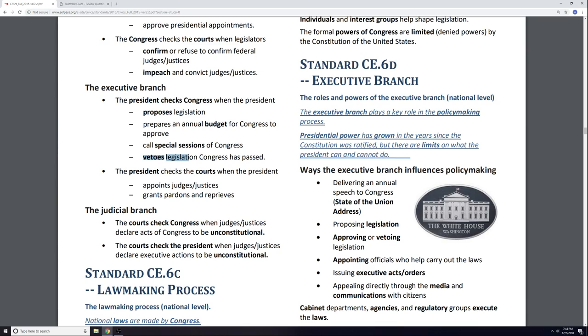And the biggest one is they can veto legislation. Legislation is just a fancy way of saying a bill or a law. The president can just say to Congress, I don't like this law, I'm gonna veto it. Can't do it. So how can he check the courts? Well, he's the one who has to pick the judges, so you can't be on the Supreme Court until he picks you.